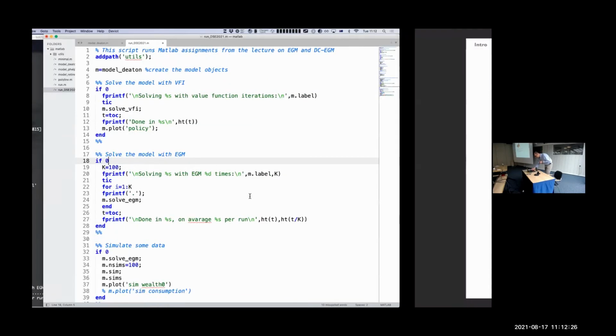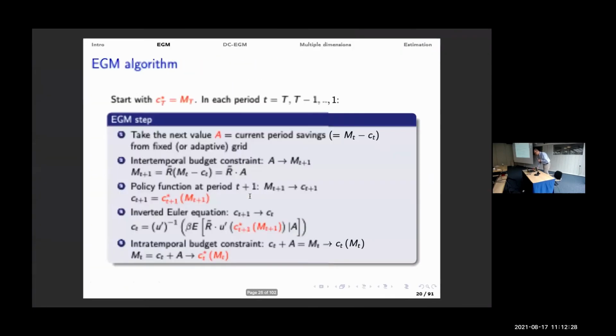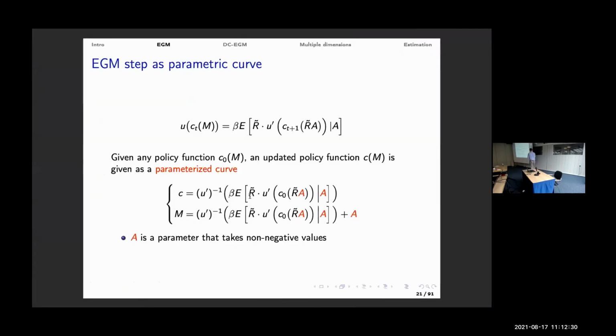So let's look at the Euler equation again here. Imagine that we don't have any randomness. So E disappears, the expectation we don't need.